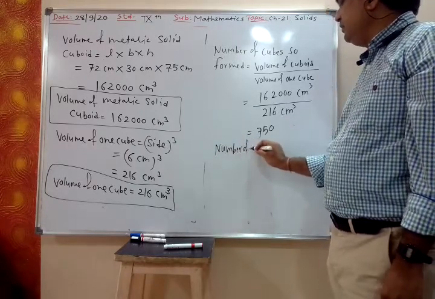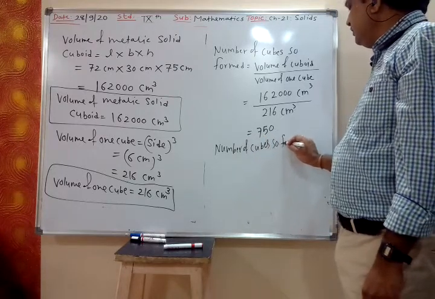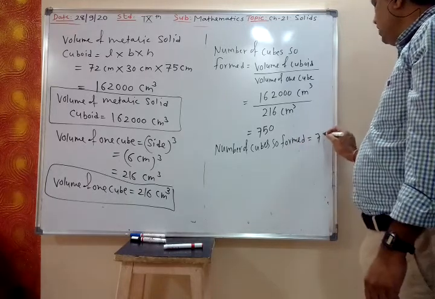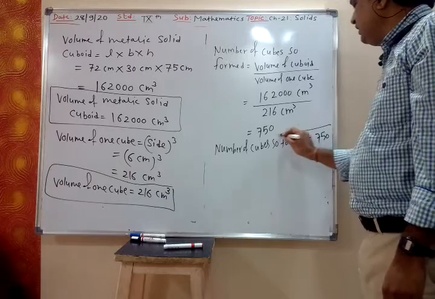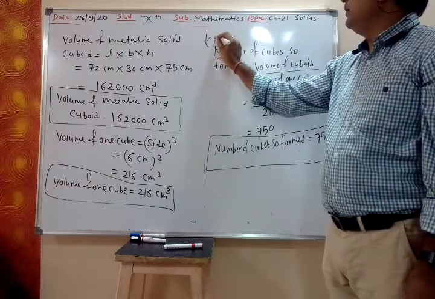No, further part we have to do. Number of cubes so formed is 750. How many cubes are formed after melting and recasting? 750. This is the first part.